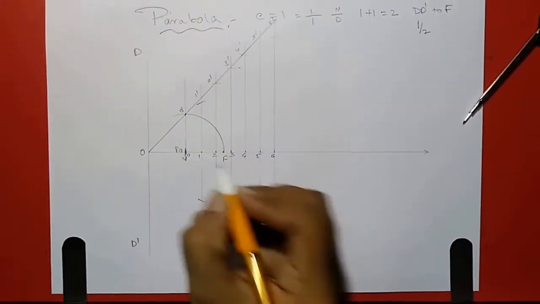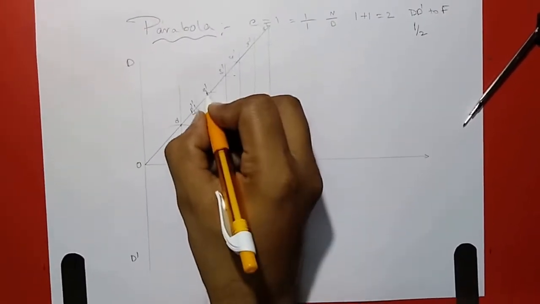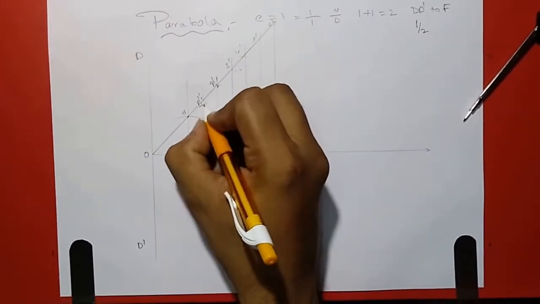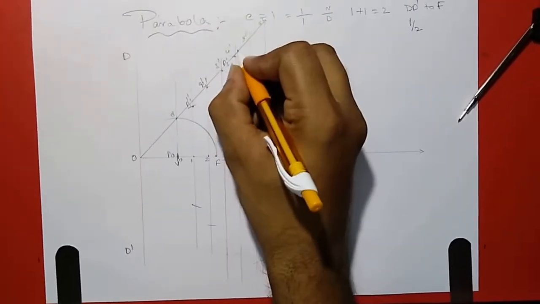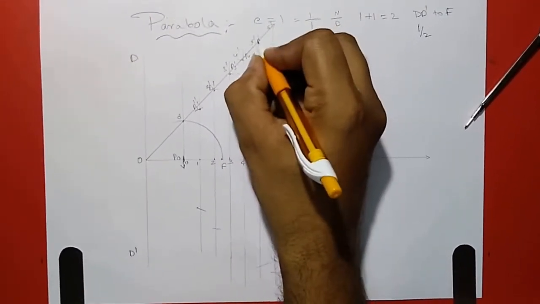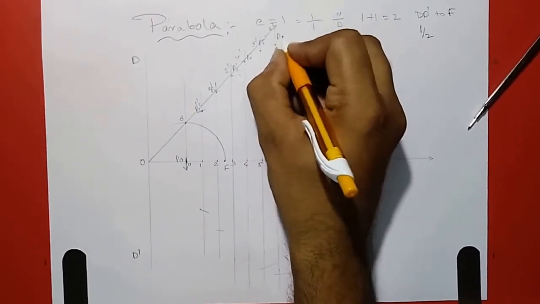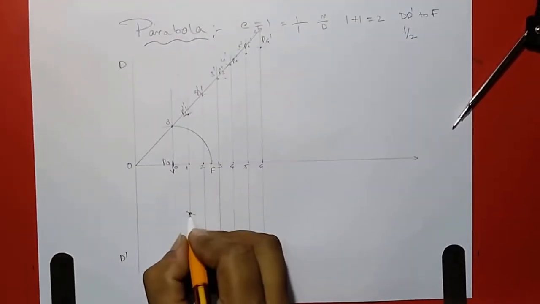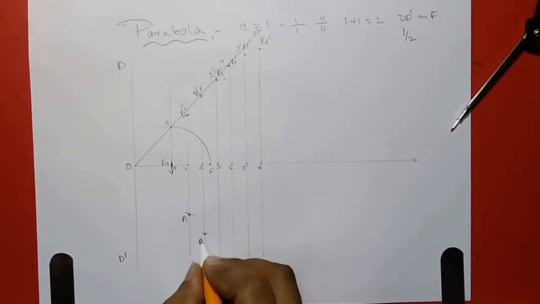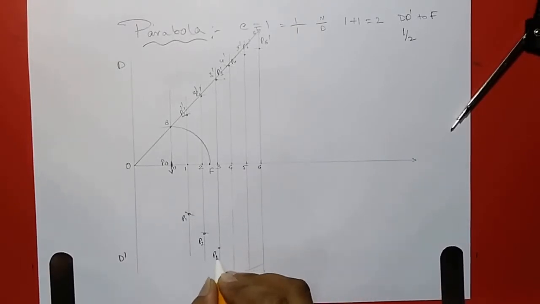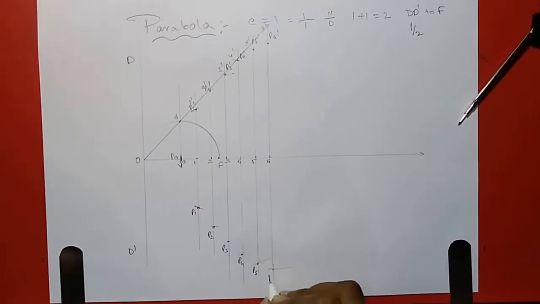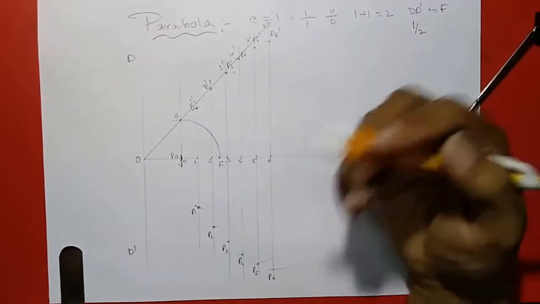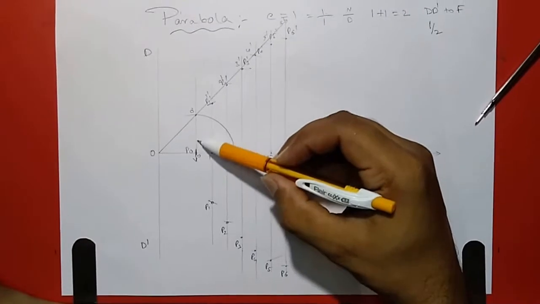This is P0, P1 dash, P2 dash, P3, P4, P5, P6, so with freehand you can draw it.